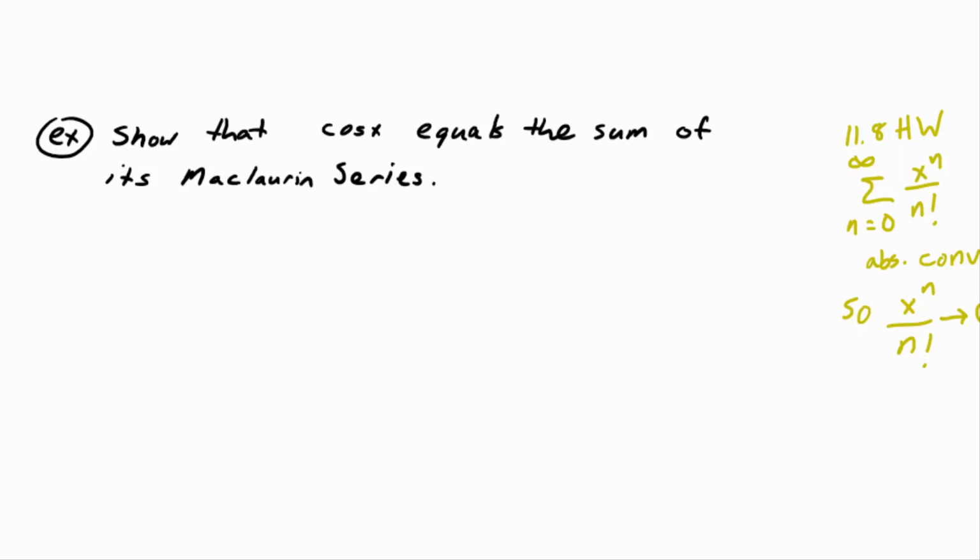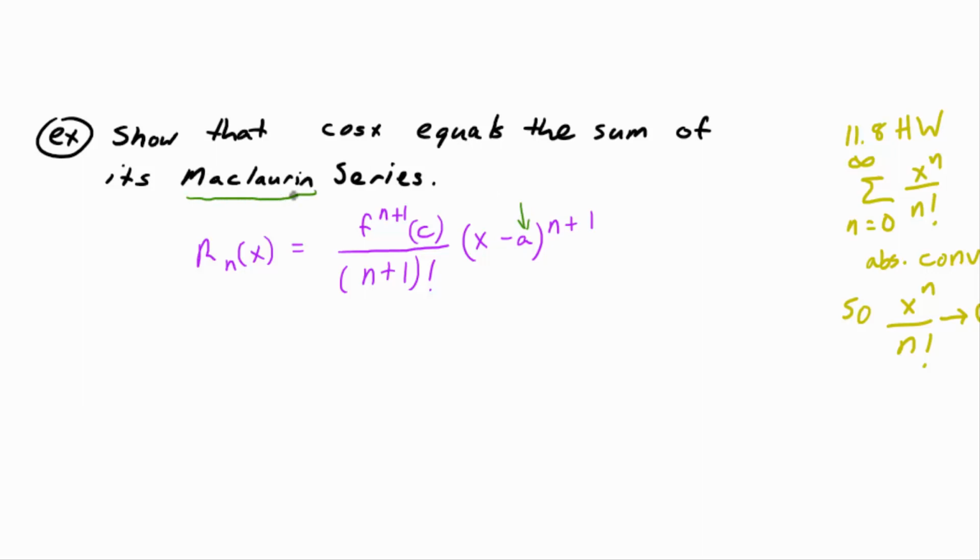If you think about it, Rn of x, the generic formula, was the n plus first derivative evaluated at some value c, we don't know what it was, over n plus 1 factorial times x minus a to the n plus 1. Now, for cosine, a was 0. For our Maclaurin series, a equals 0, right?